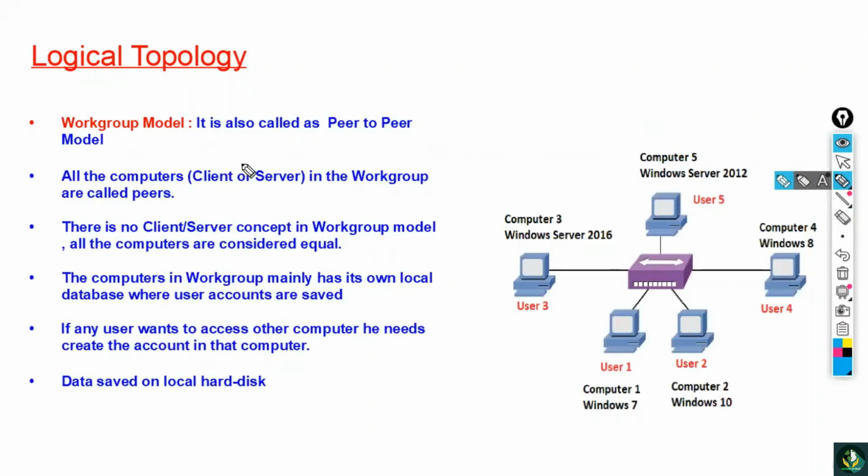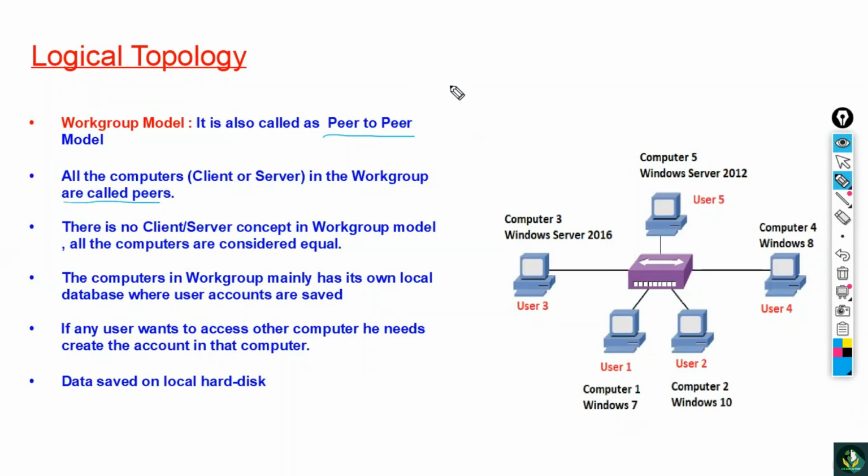Guys, let us discuss what is this work group model. As we have discussed, this work group model is also called the peer-to-peer model. So what is this work group model? What is this peer-to-peer model? Let us try to understand. With this work group model, all the computers, whether it is a client or server computer, in the work group, are called peers.